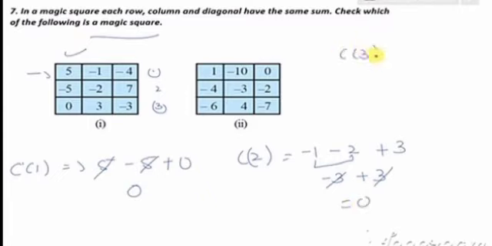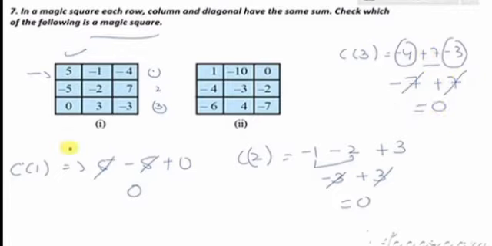Now I will check column 3. Minus 4, plus 7, minus 3. First we will solve minus 4 and minus 3, and I will get minus 7. Then plus 7 I will write here. So minus 7 plus 7 cancel and I will get 0. So columns 1, 2 and 3 have the same answer, 0.